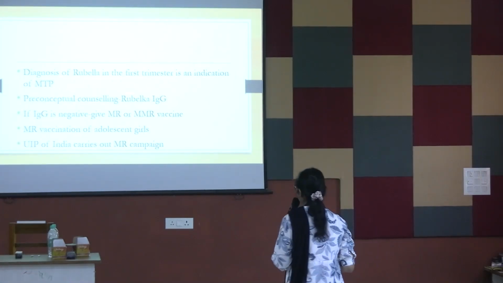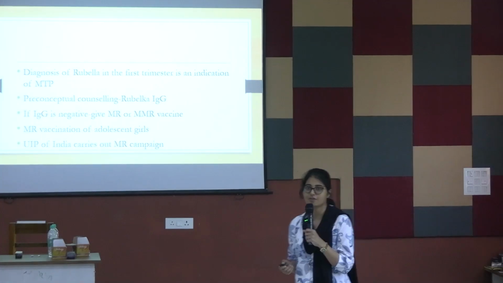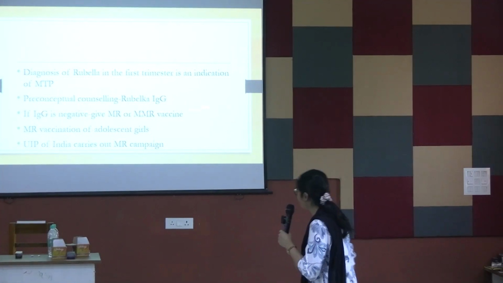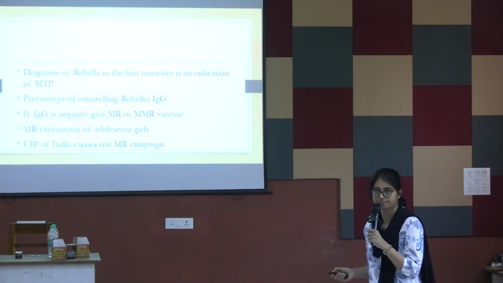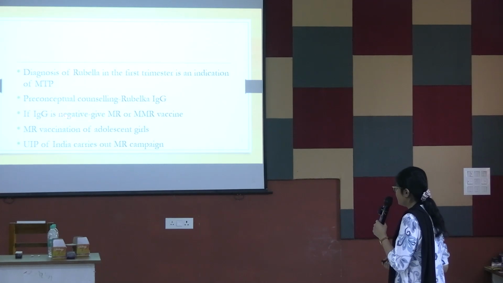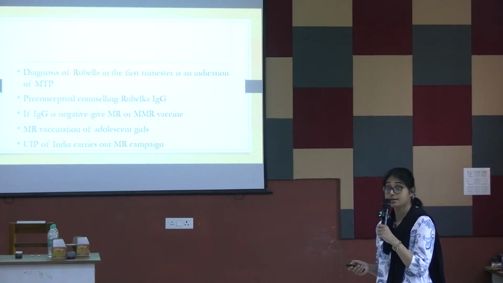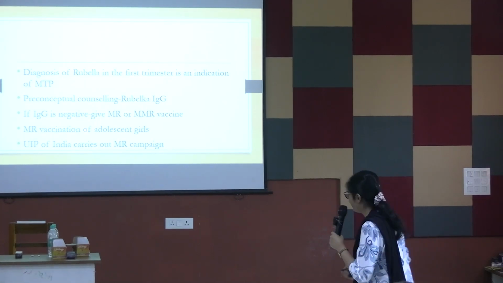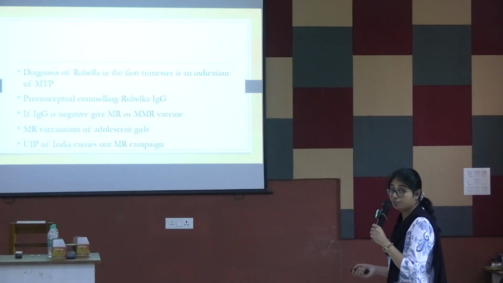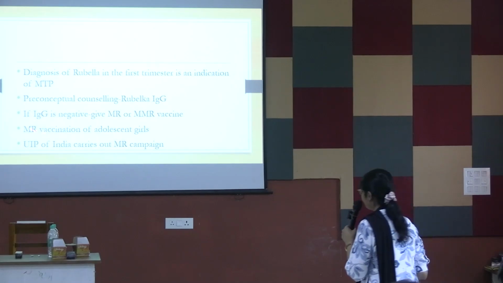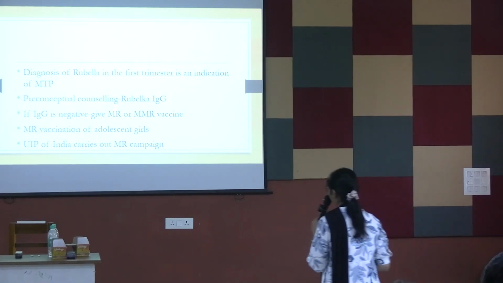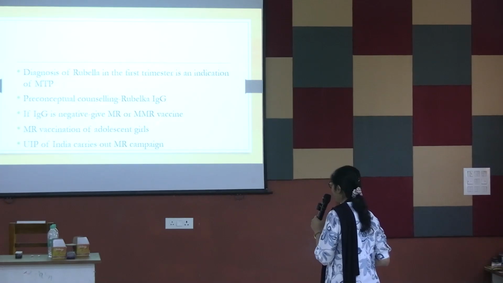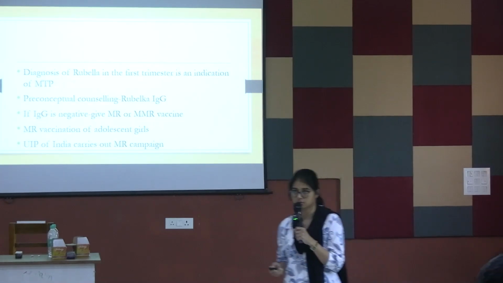Diagnosis of rubella, if it is done in the first trimester of pregnancy, it is an indication for medical termination of pregnancy. Okay. Therefore, pre-conceptual counseling is very important. Rubella IgG should be done before conception. If the IgG is negative, we will have to give the measles rubella or mumps measles rubella vaccine.